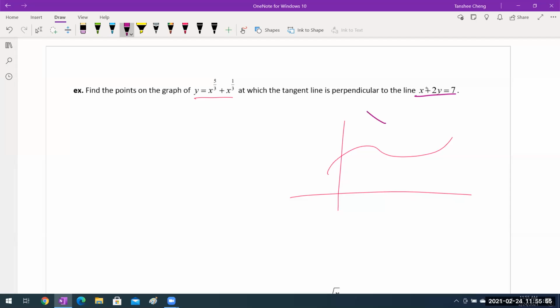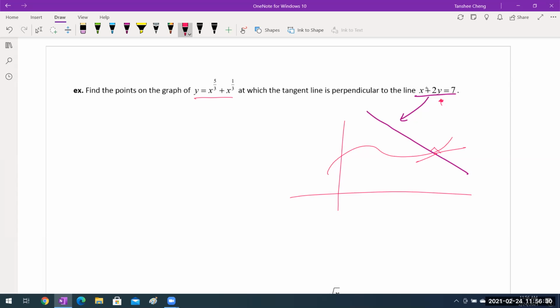Let's say this line is right here. And then we want to find the tangent line that is perpendicular to this. So we have a tangent line that is perpendicular to this, so we will have a 90-degree angle right there. That is what we are talking about. That basically tells me the slope of the tangent line and the slope of this line, the equations of the lines, are negative reciprocals.